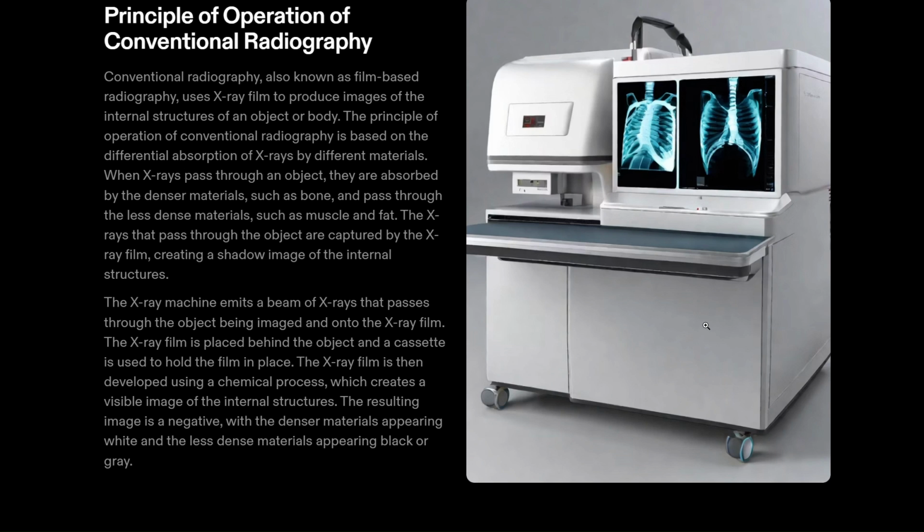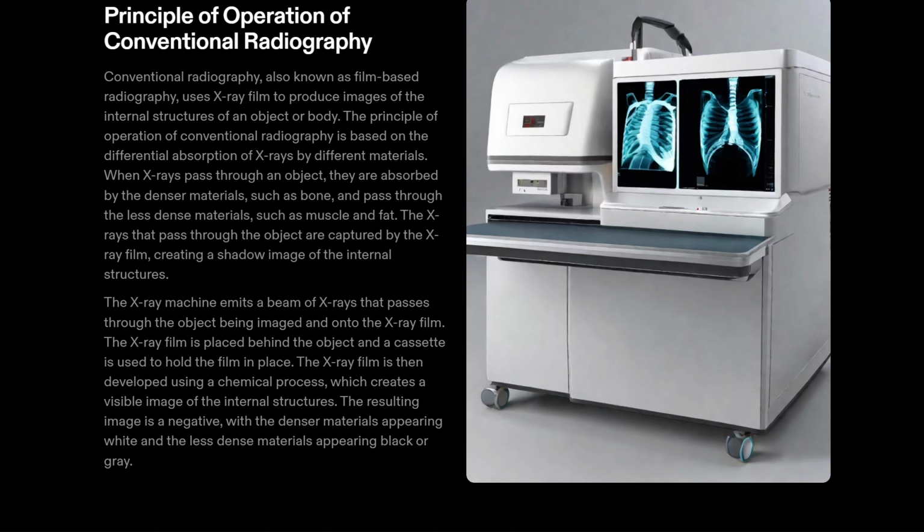The resulting image is a negative, with denser material appearing white and less dense material appearing black and gray. So in the X-ray, the bones will be shown in white color, and the muscles and other parts of the body will be shown in gray. You can see in this image that the bones are shown in white and other parts of the body in gray. You can also see the ribs in white.